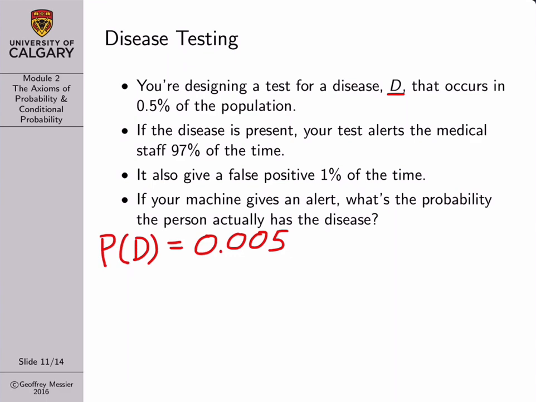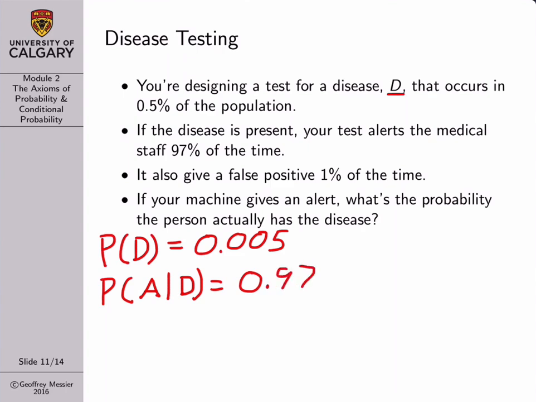Note the language there. Normally, whether or not the disease is present is a random event. The occurrence of the disease is random. But if we know for certain the disease is present, then the test alerts medical staff 97% of the time. Given that we know the disease is present, the test alerts medical staff 97% of the time. This is a conditional probability that we've been given. And if I use the letter A to represent an alert or an alarm from the machine, the probability of an alert, given that the disease is present, is equal to 0.97.